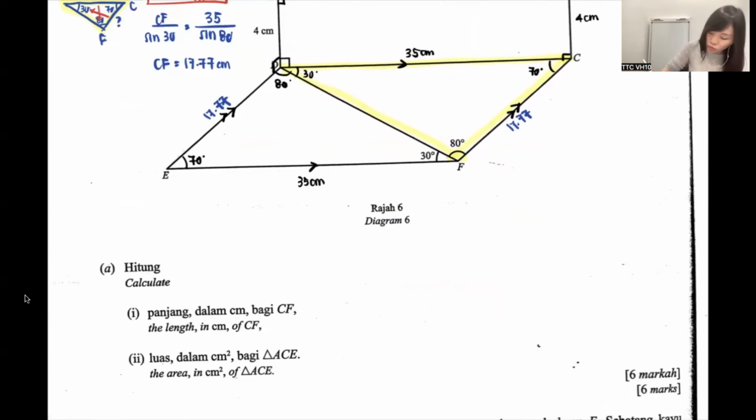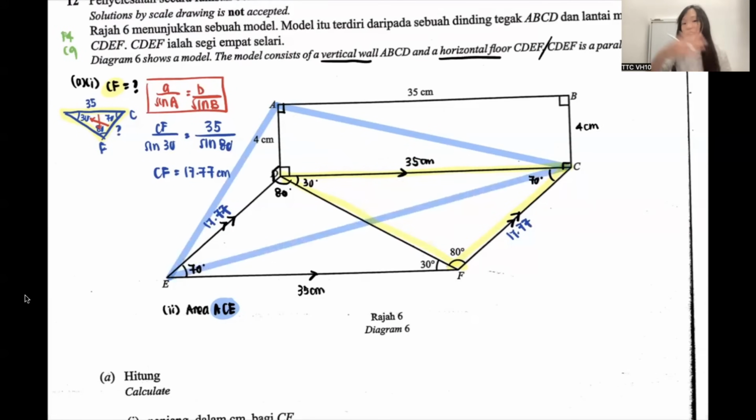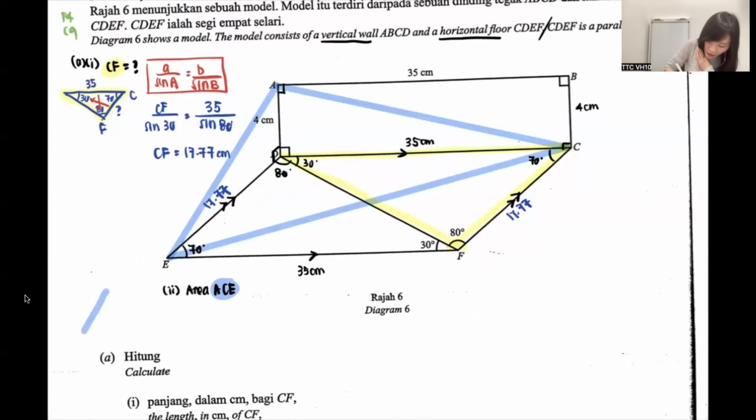So my dear, for part A2, they say find the area of ACE. Where's ACE? Let me put a color for you. ACE, so A to C to E. You can see ACE is not a triangle that you are able to see. It's eventually a transparent one. So you're going to have new information about this triangle.